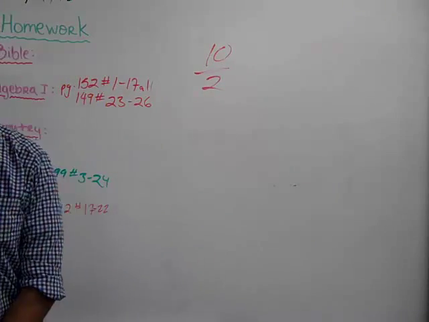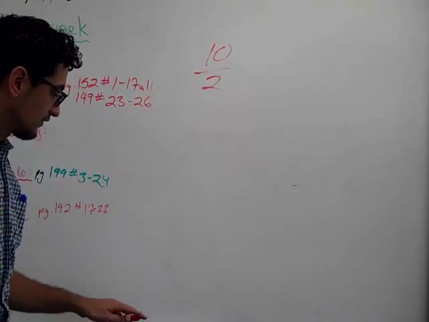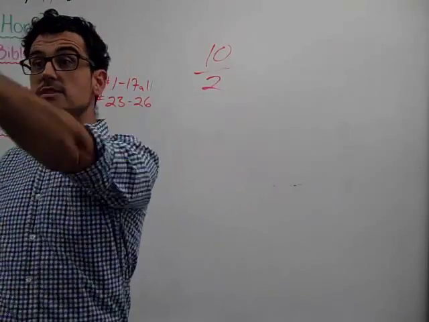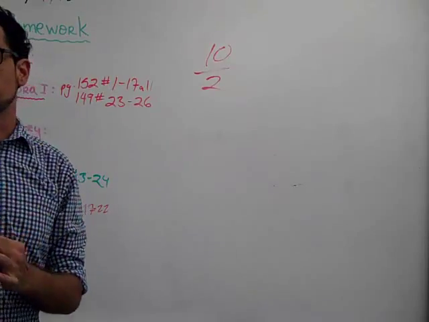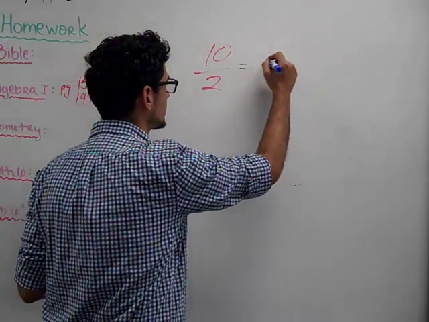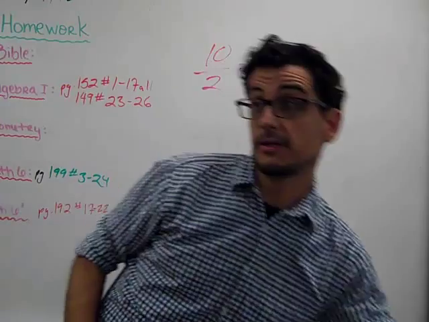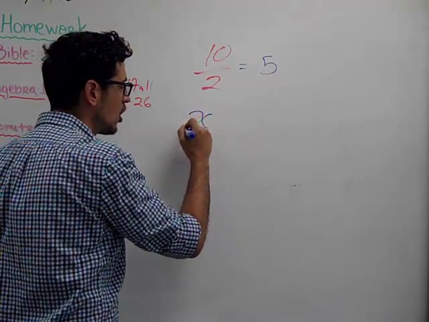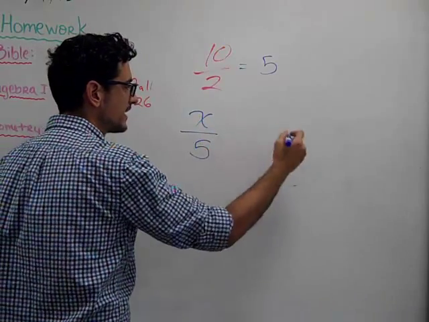Solve it. Go. First of all, tell me what this means. It means 10 divided by 2. And what is 10 divided by 2? 5. It is 5. That is correct. So, is everybody okay with that?